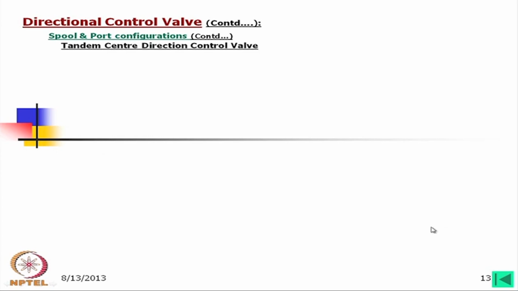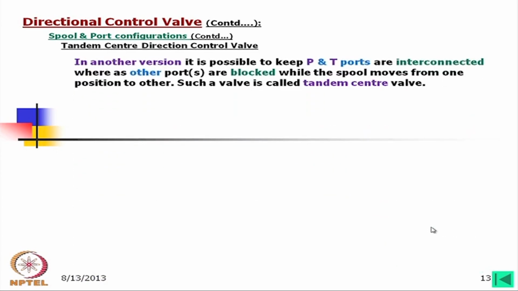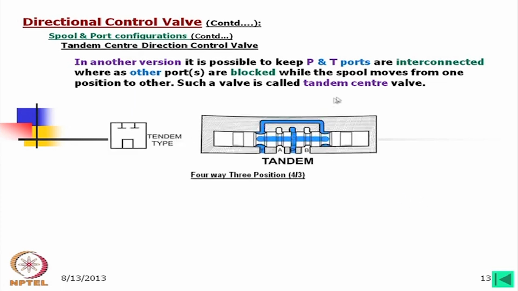Now, tandem center direction control valve. In another version, it is possible to keep P and T ports interconnected, whereas other ports are blocked while the spool moves from one position to another. Such a valve is called a tandem center valve.